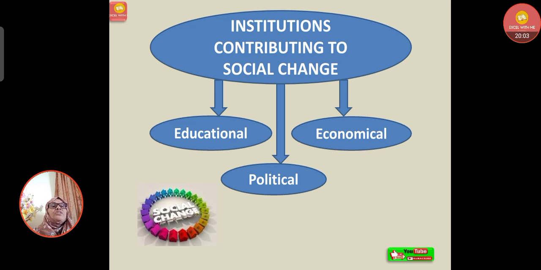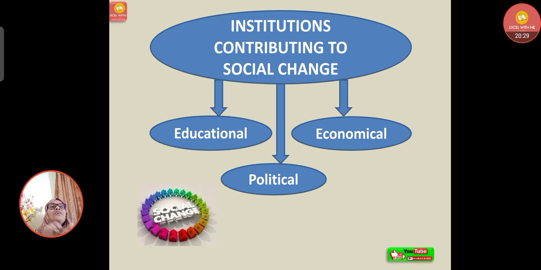Now, institutions also contribute to social change. Change in society is brought about by many institutions. All institutions tend to support the existing social order. No institution itself can work for the change in social order, as it weakens the institution itself. Some of the institutions that contribute to social change, let's discuss here.